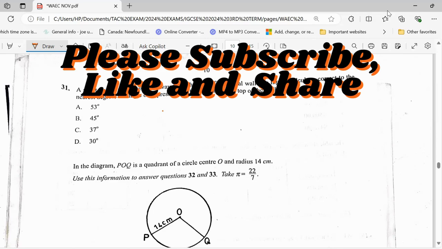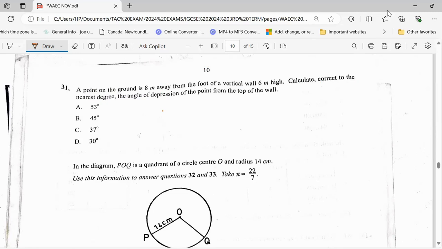We now move on to question number 31. Question 31 says, a point on the ground is 8 meters away from the foot of a vertical wall, 6 meters high. Calculate, correct to the nearest degree, the angle of depression of the point from the top of the wall. So now we have, this is the ground, and then this is the wall.